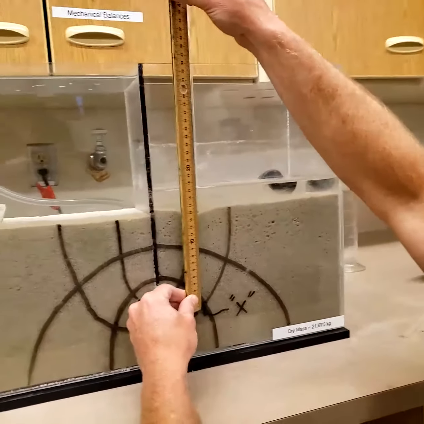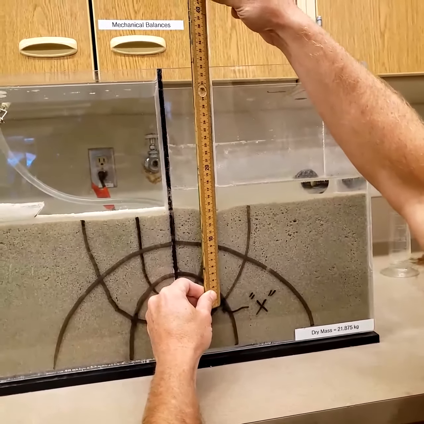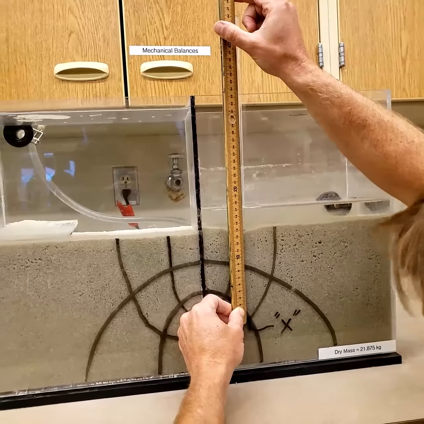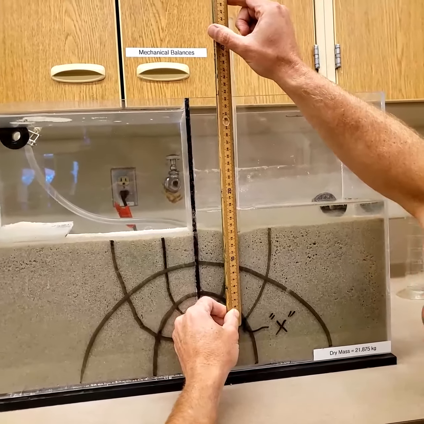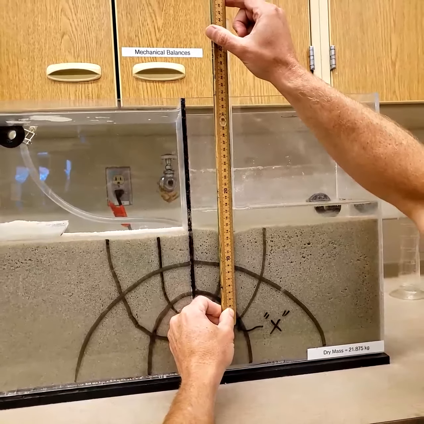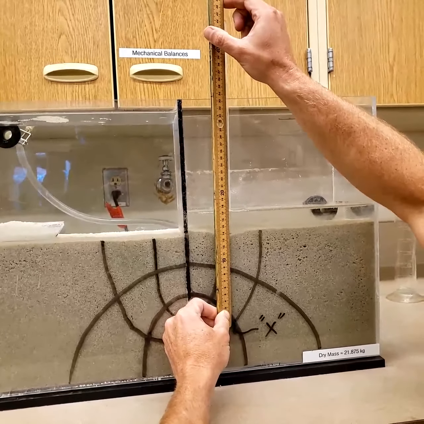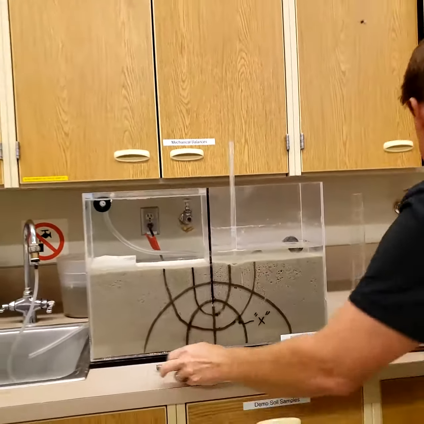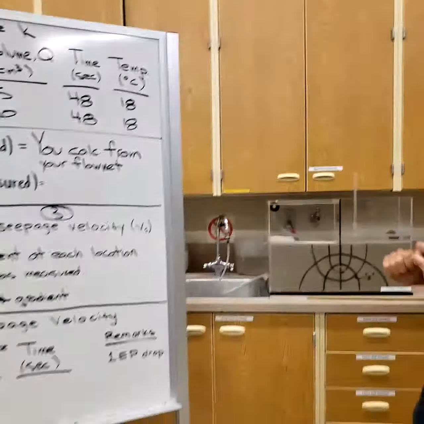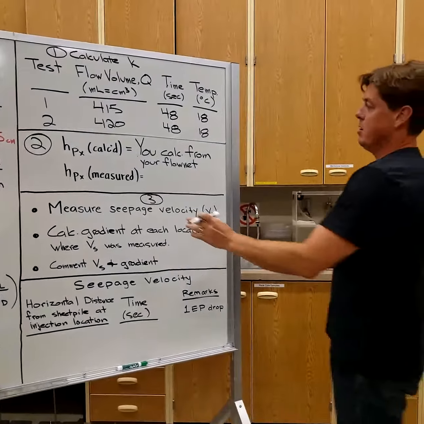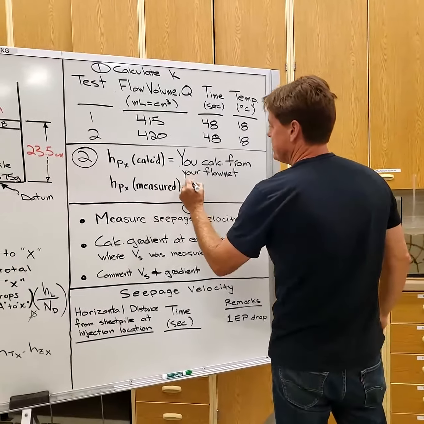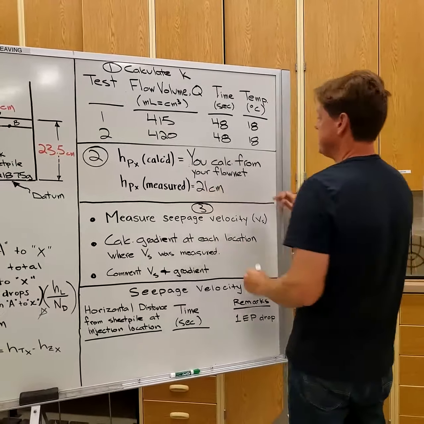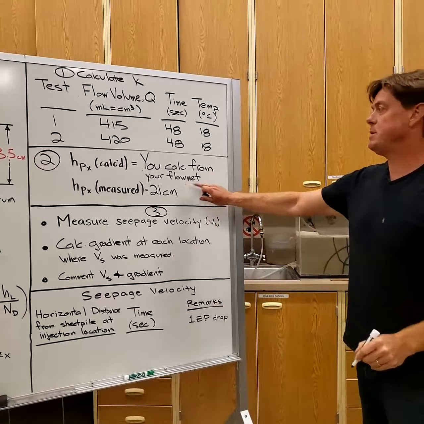So I'm measuring from the bottom of the tube up to the water level. And it looks like it's right at 21 centimeters. All right, so we're going to go with that. So our measured pressure head at X was 21 centimeters. You guys calculate the pressure head based on your own flow net.